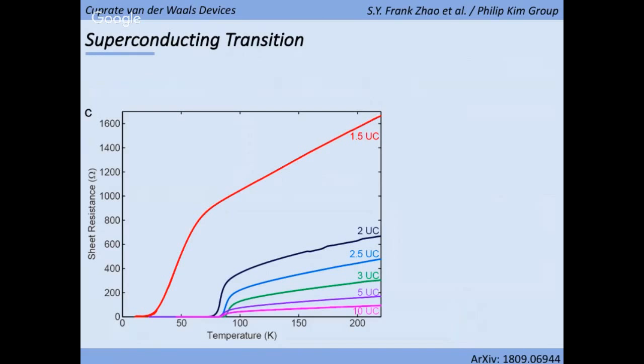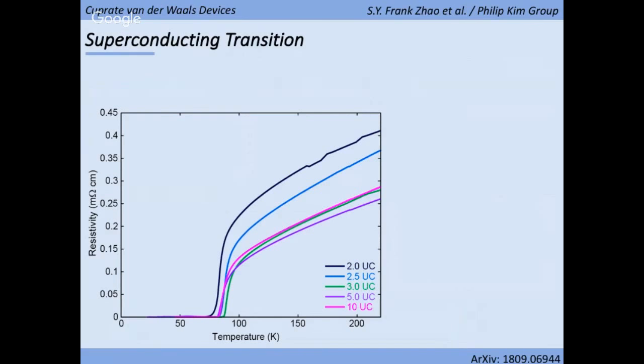Now, for the 1.5 unit cell, this is slightly older data. What we used to see is that the transition temperature is reduced because the crystals have become underdoped. But over here, you actually have zero resistance. Now, if we get rid of the 1.5 unit cell and we look at the others and normalize them by their thickness, what you see is that all the curves line up exactly on the same line, which means that we have preserved the quality of these samples, even though they're made on different days with the same crystal.